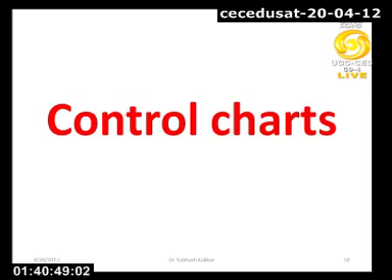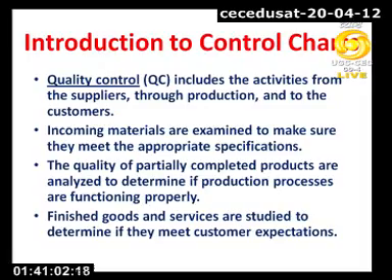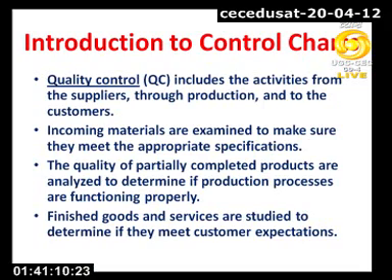Now, we will discuss something regarding control charts, which is another tool which is part of QC7 tools. In control charts, we inspect the process on regular basis. Before we go into the depth of control charts, we have to discuss quality control, which includes the activities from supplier through production and to the customers. Incoming materials are examined and finished products are also examined. The quality of partially completed products are analyzed to determine if production processes are functioning properly or not.